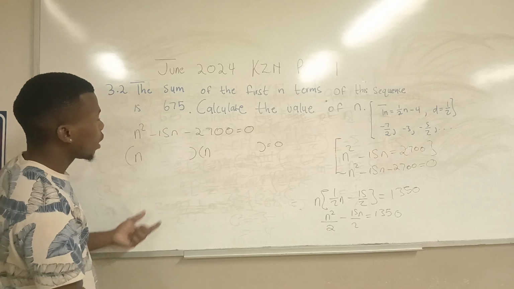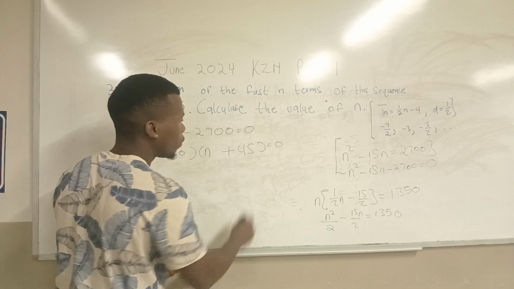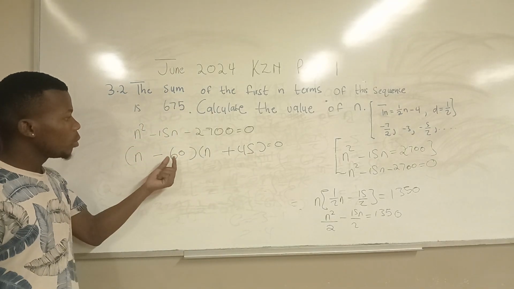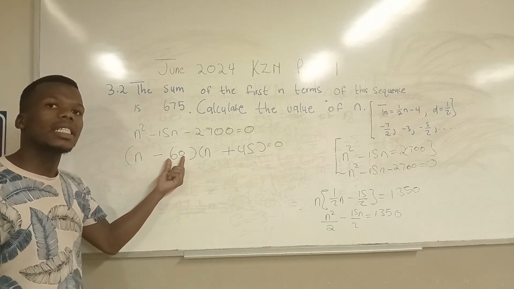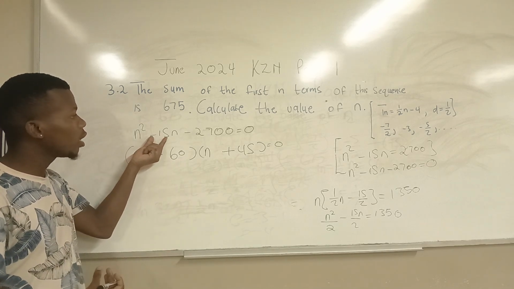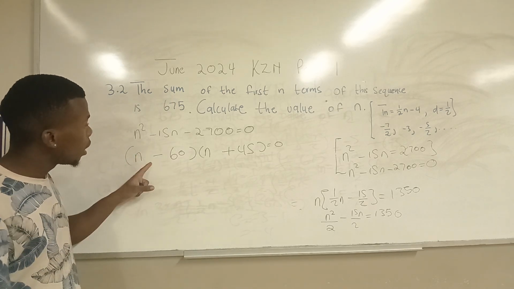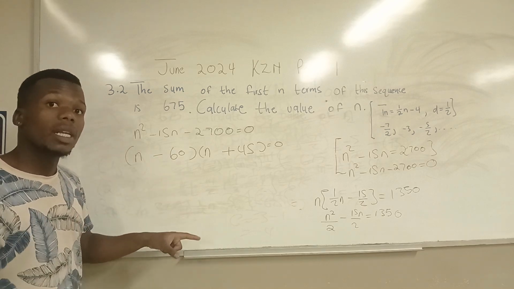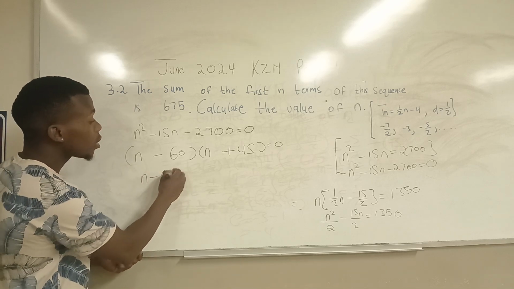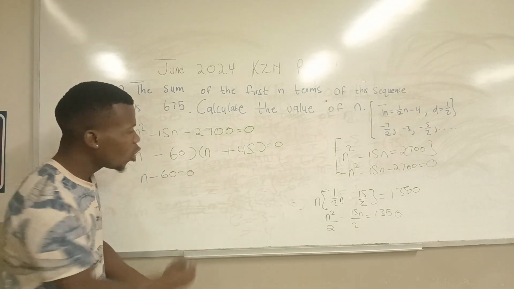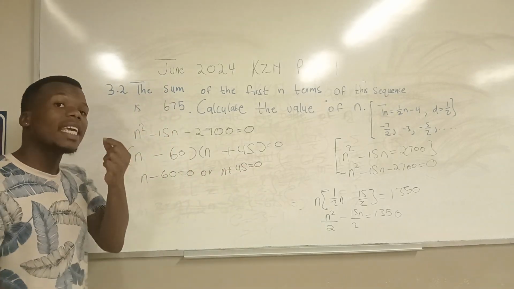I will have minus 60 plus 45. Now let's check something. Between 60 and 45, what is the bigger factor? The bigger factor is 60. Meaning 60 must take the sign of the middle term, because the bigger factor takes the sign of the middle term. It means 60 must be negative, since the middle term is negative. Then let's solve for n. Here I will have n minus 60 equals 0, or n plus 45 equals 0.